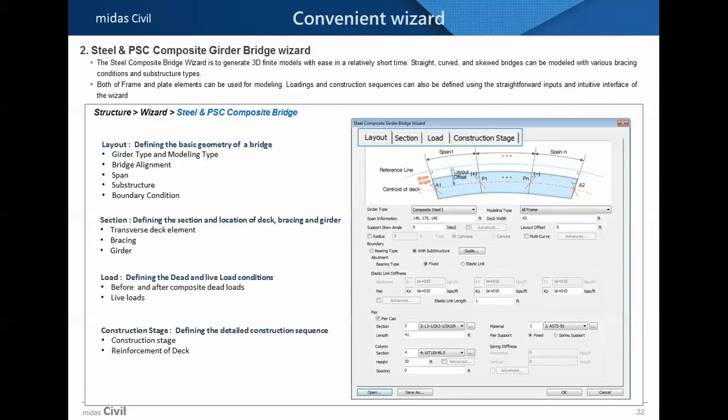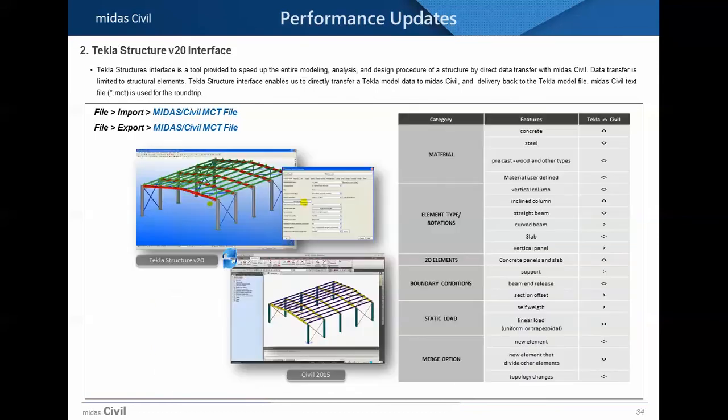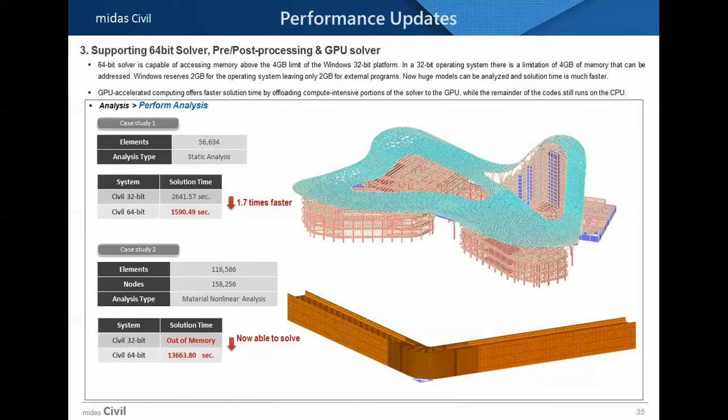And the next convenient wizard is the composite girder bridge wizard. When it comes to the specific contents, I will explain it later on. About performance, we updated the Revit and Tekla interface. That is why we can import and export them to each other. The next performance update is the 64-bit solver, which makes analysis time 1.7 times faster.